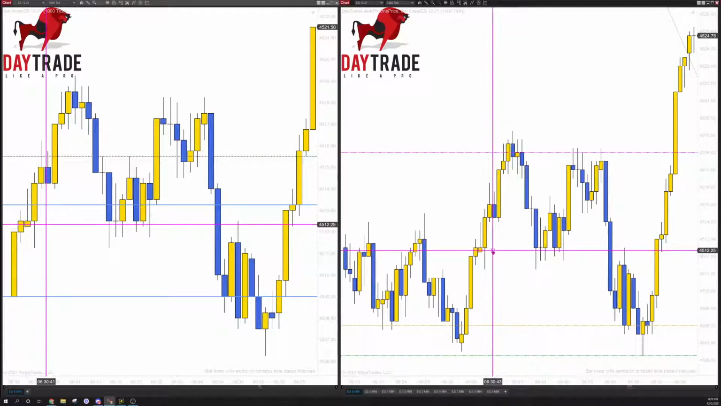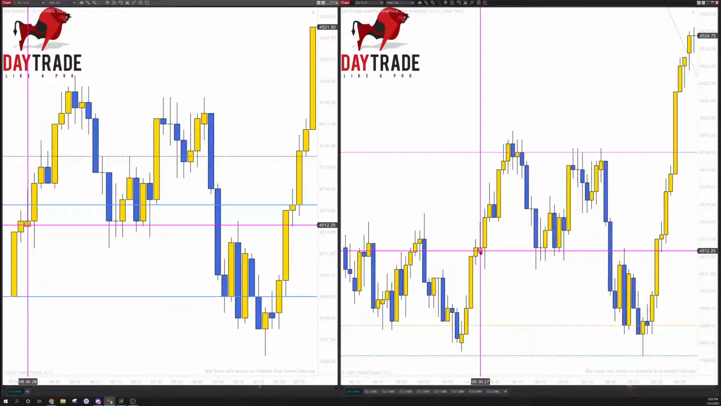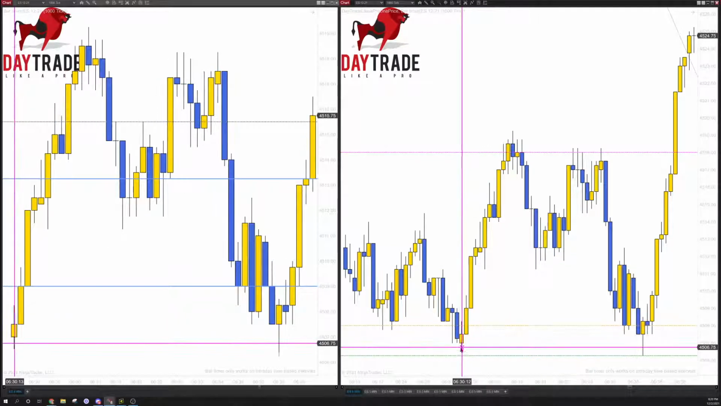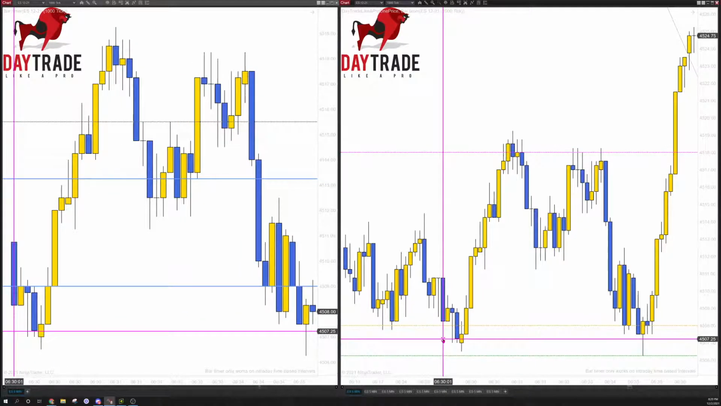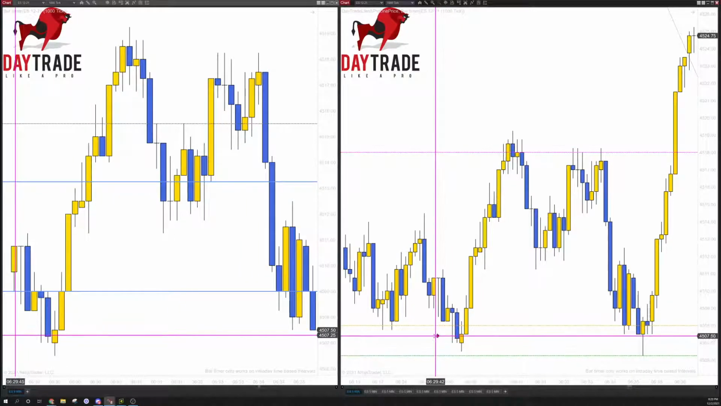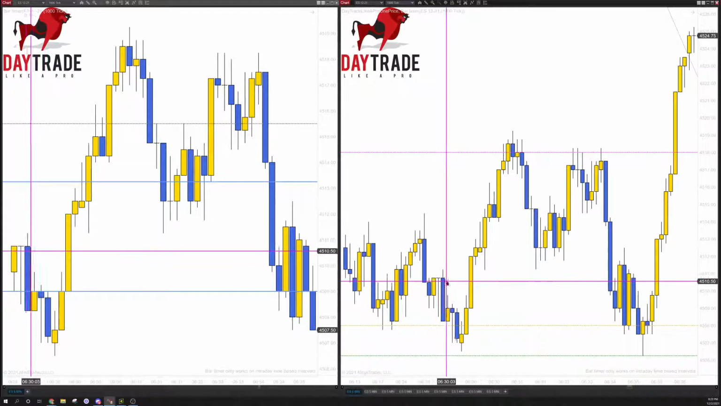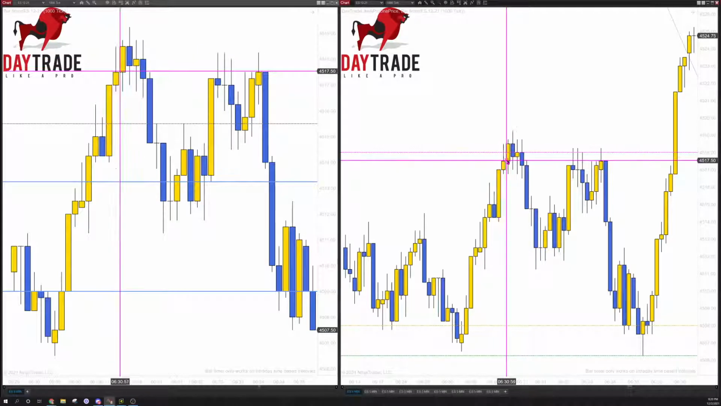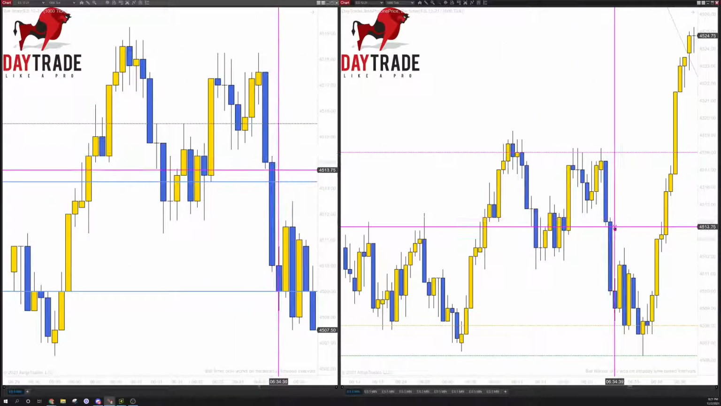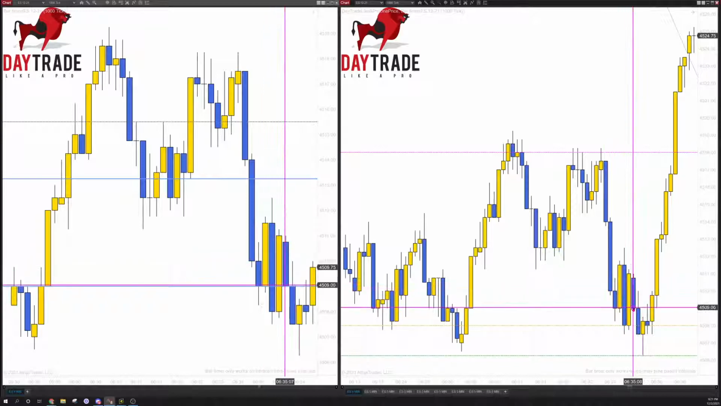Probably somewhere in here. Yeah, that's probably the open right there. So that's probably right around here is the open. Anyway, so they moved up into here, and we get this big move.